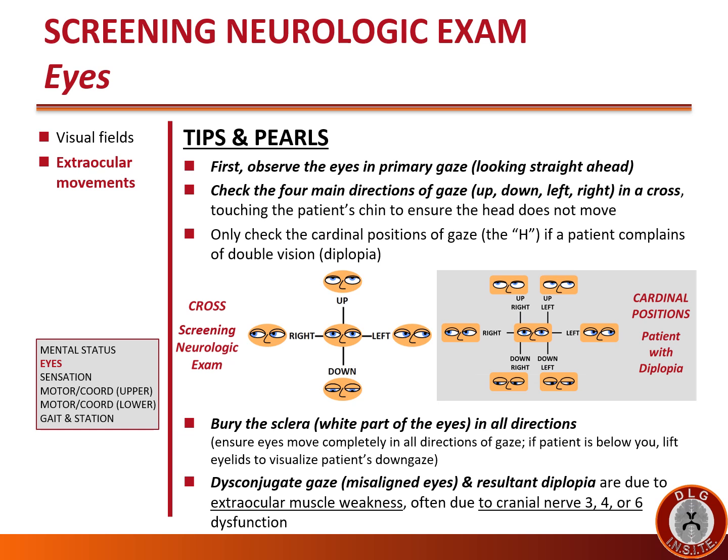Disconjugate gaze. Dis means abnormal, conjugate means conjoined, so abnormally joined. These are misaligned eyes, cause diplopia, and are due to extraocular muscle weakness, often due to cranial nerve 3, 4, or 6 dysfunction.